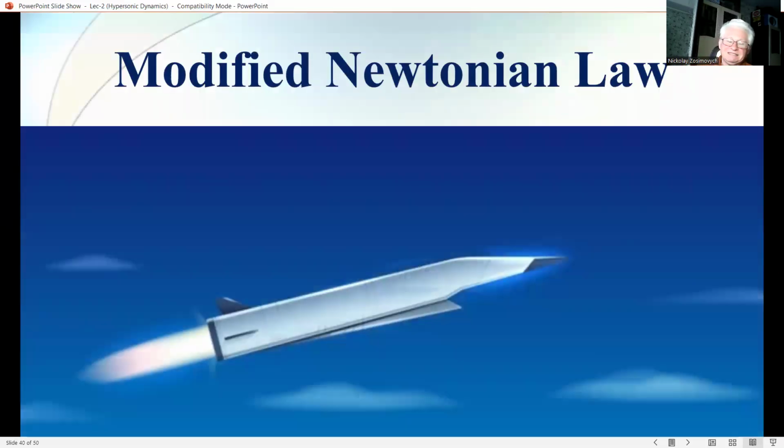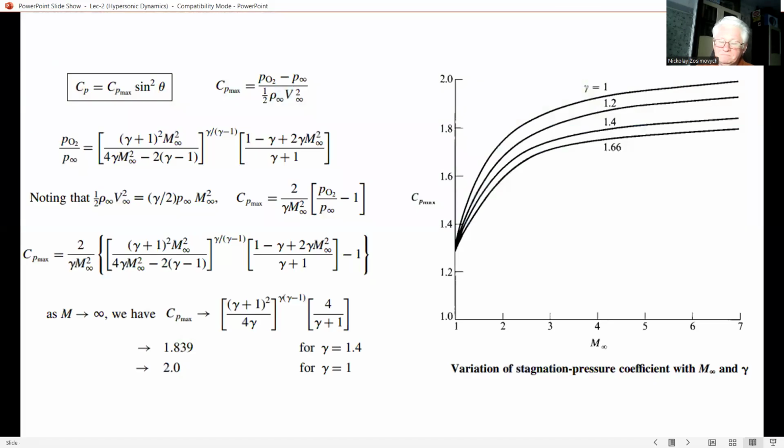Now, let's start with modified Newtonian theory. Lester Lees proposed a modification of Newtonian theory, writing this nice expression: Cp equals Cp maximum times sine squared theta. Here, Cp maximum is the maximum value of the pressure coefficient, evaluated at a stagnation point behind a normal shock wave, and that is expressed as this one.